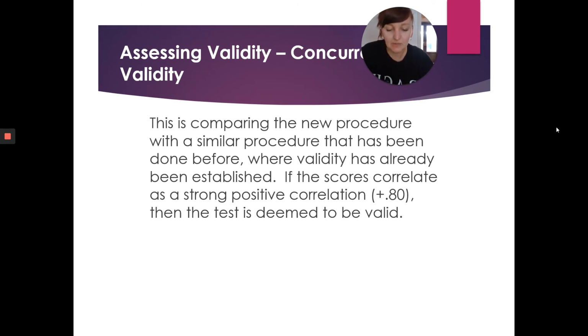Concurrent validity is where you compare the new procedure that you've created with a similar procedure that's already out there. So take IQ again. You've created this IQ test. You're going to compare it to something that already exists. Give your participants both of the tests. You then take the results, run a Spearman's rho. Is there a correlation between the two? If it is at plus 0.8, then we can say that your test is now valid.